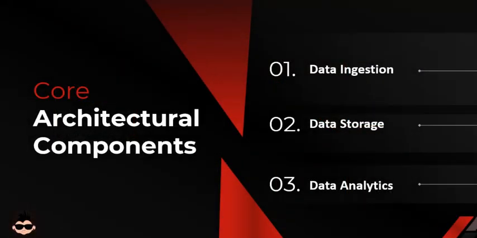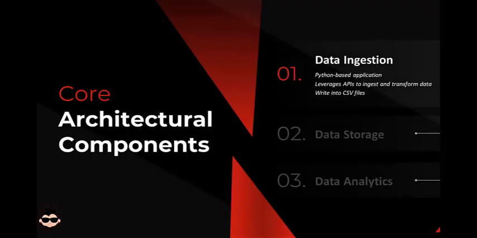Our conceptual architecture comprises three main tiers: data ingestion, data storage, and data analytics. The three-tiered architecture we're implementing in our scenario is a common design pattern used in data-driven applications, though we're implementing it in a simple way. The first tier, data ingestion, is responsible for collecting and processing data from external sources. In this architecture, a Python-based application is used to leverage the mysportsfeeds.com APIs to retrieve data and transform it into a format that can be used by the other tiers. The transformed data is then written into CSV files for storage and analysis.